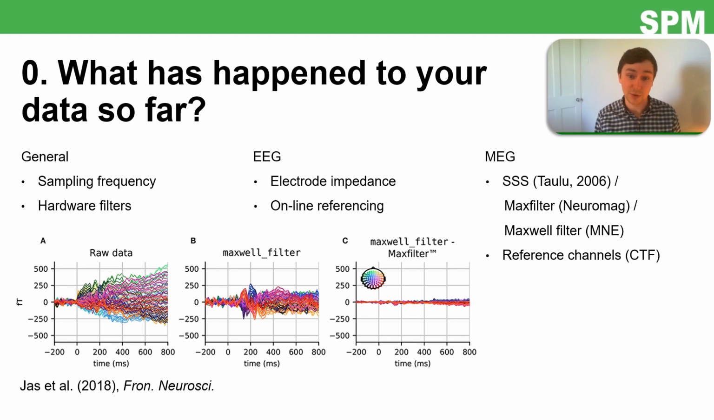And you can see this has a drastic effect on your data. So in this nice paper from Jazz and colleagues, which compares a bunch of different pre-processing steps, well worth looking at, you can see how max filter or Maxwell filters, with their different implementations, drastically affect your data. So be aware of those parameters, of what's happened to your data before it reaches SPM.